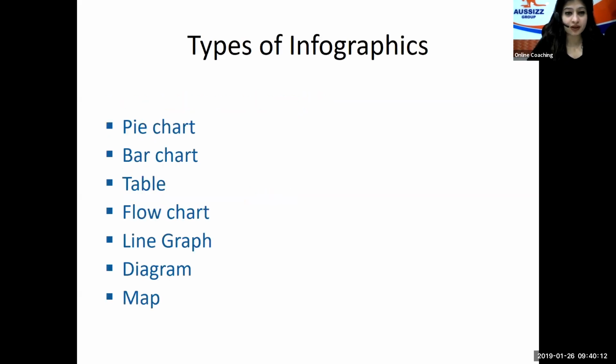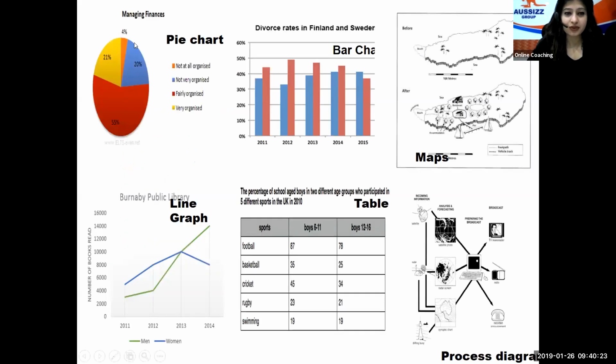Moving on. What are the types of infographics? I'm very sure you must be aware of this. There is pie chart, bar chart, table, flow chart, line graph, diagram, map. The first one is a pie chart. The second one is a bar chart, in case you're not acquainted with it. The third one is a map. The fourth one, a line graph, looks something like this. Your table is going to be this one. And this is a process chart, or sometimes even a flow chart may turn up.